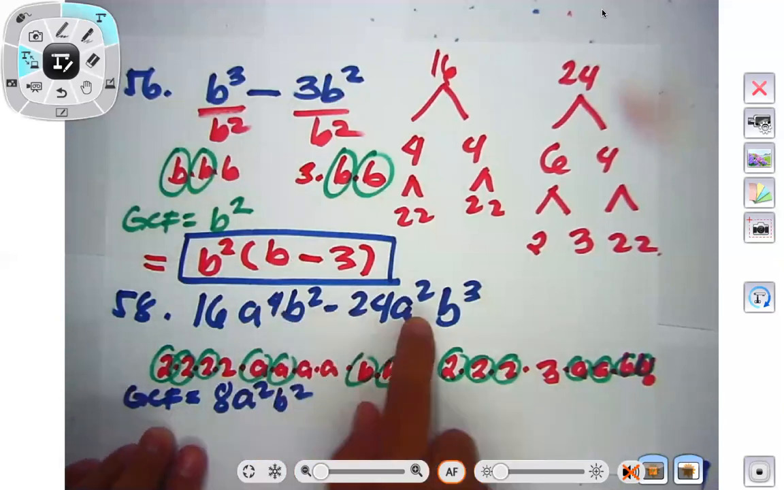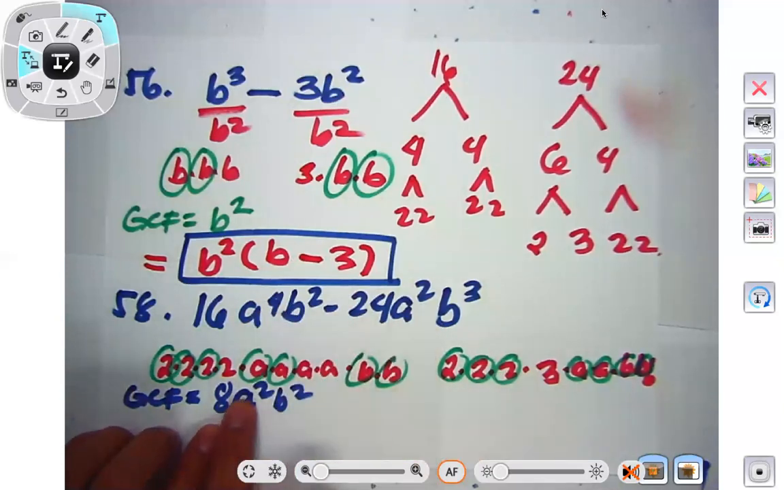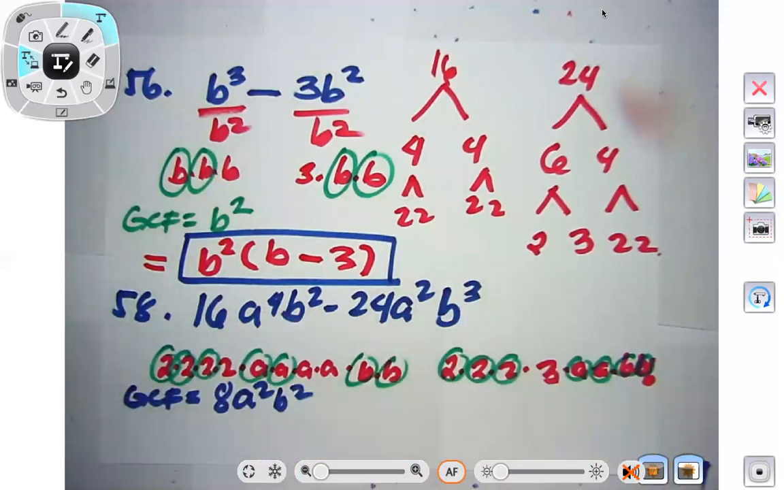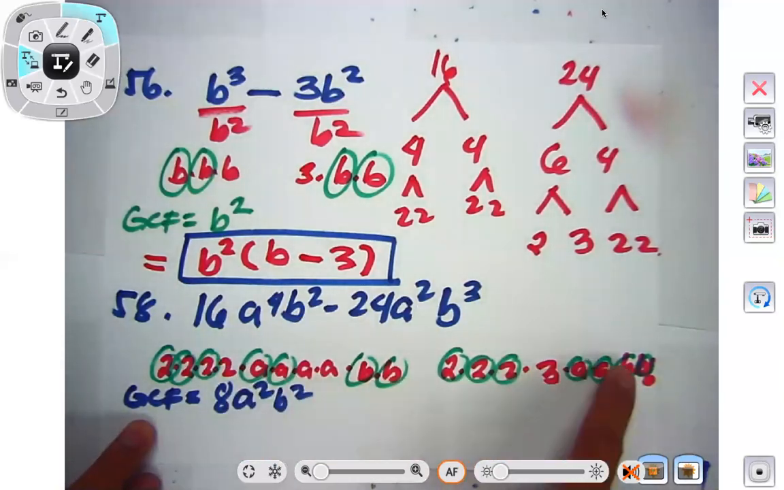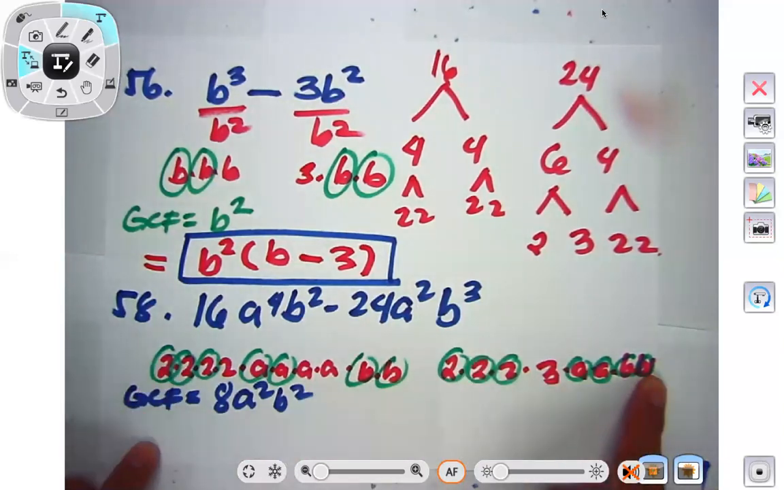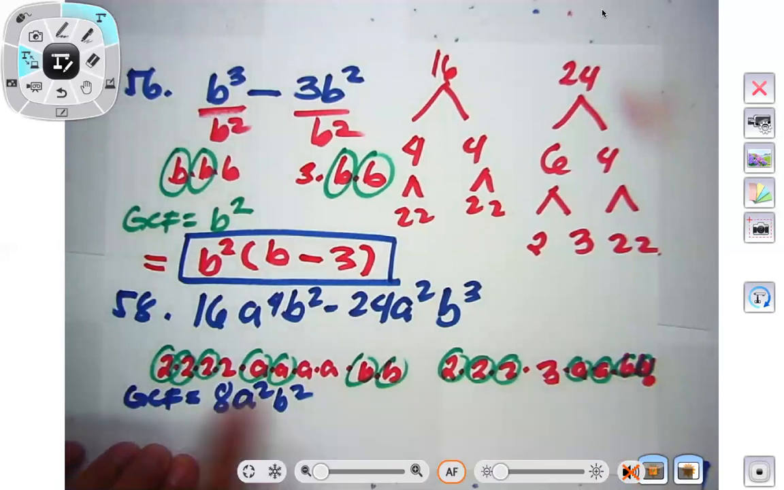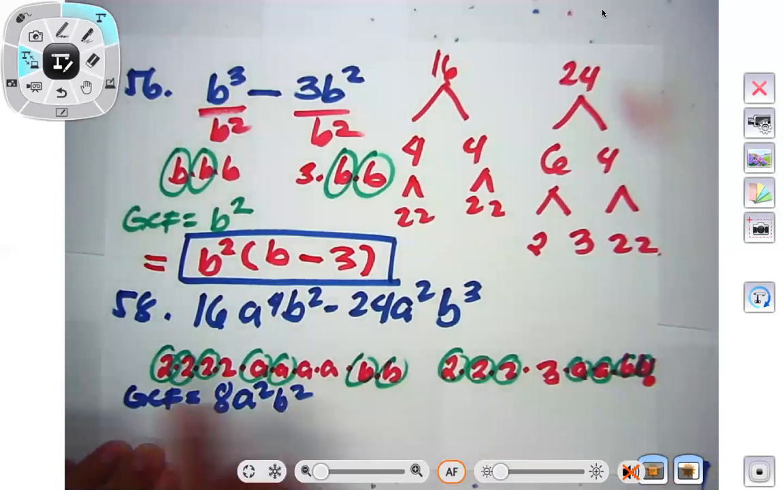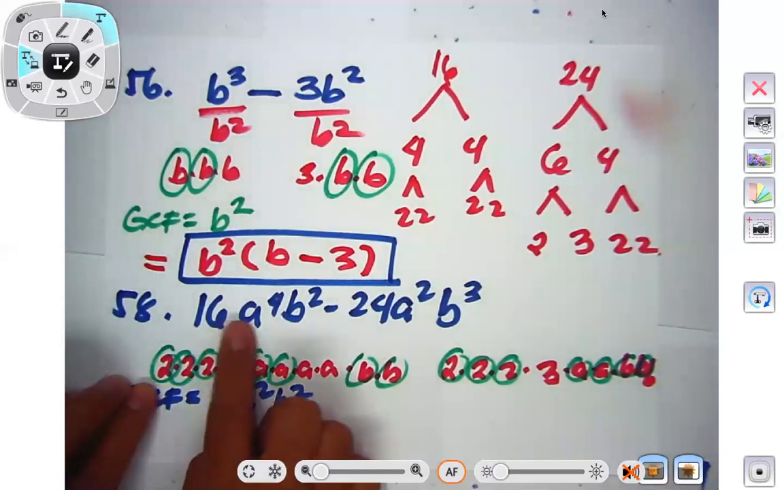Between a raised to 4 and a squared, which one is smaller? A squared. Between b squared and b cubed, which one is smaller? B squared. So now I hope you have an idea on how to find the greatest common factor without doing this. Because you can avoid this step and immediately write your GCF. So this step is skippable. You don't have to show it, but for details, I'm showing it.